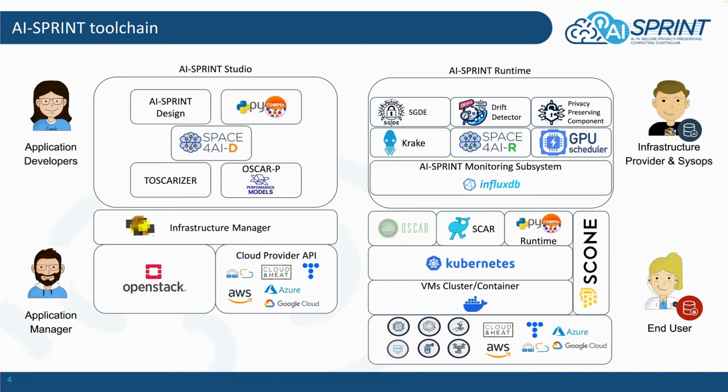We also have Krake, which is an open source development by Cloud and Heat, which provides the ability to migrate Docker containers, stateful applications based on Docker containers from one cloud site to another cloud site for latency requirements or for energy requirements. And we are using this to migrate long-running training jobs for AI model training. We also have the GPU scheduler. The GPU scheduler provides the ability to allocate training jobs to minimize energy or execution costs involving the usage of GPUs while meeting deadline constraints.